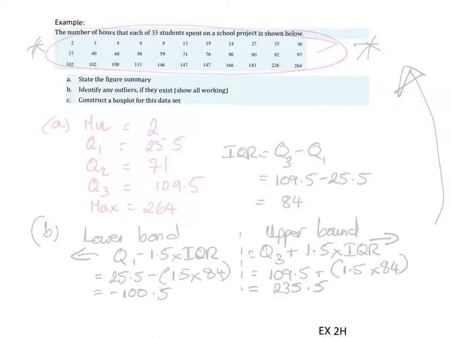So if you scan that data, you will find that there is only one value. It is 264. So therefore, 264 is an outlier. So we only have one outlier there, and it is 264. Now, when they ask you to show working out for identifying your outliers, that is the working out that is required.